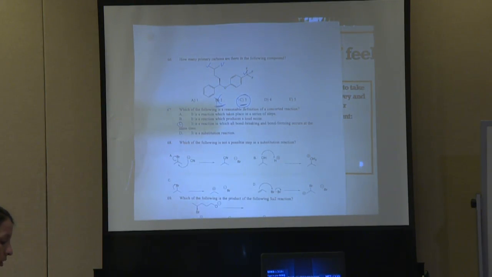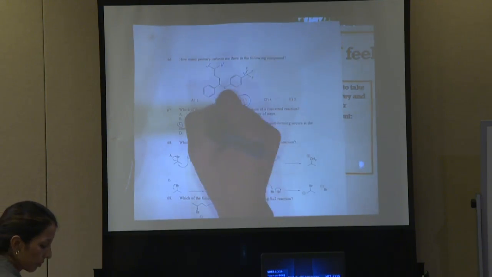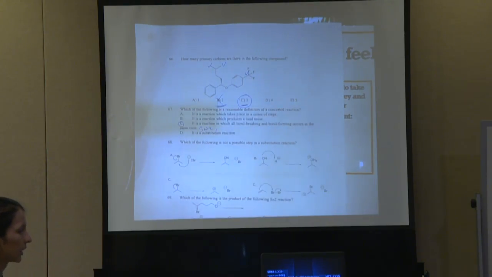So it is a reaction in which all bond breaking and bond forming occurs at the same time. Everybody agree? So, okay, cool. So that can be an SN2. What else can this be, guys? E2? Awesome.